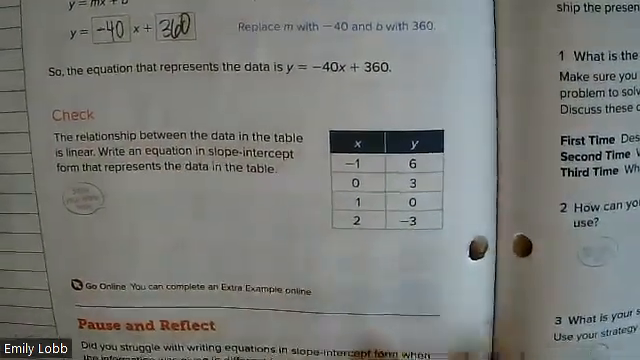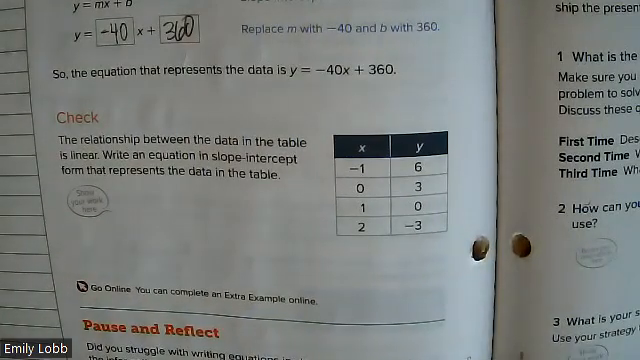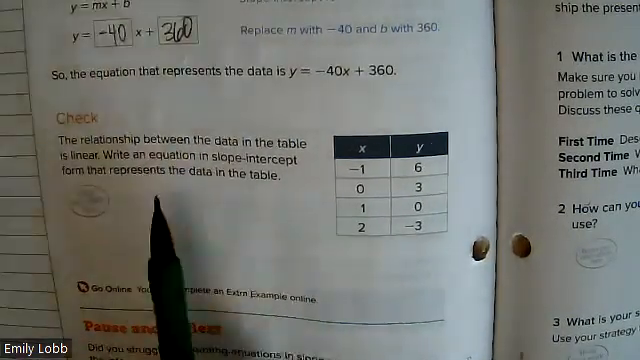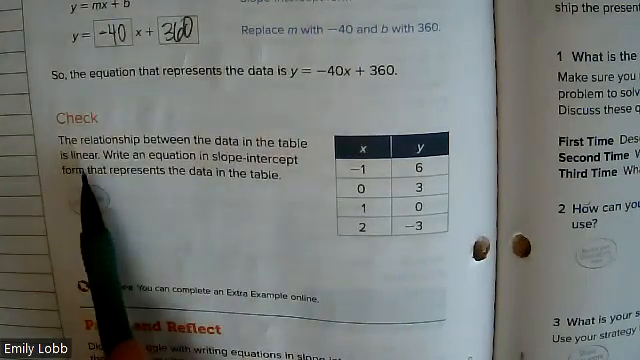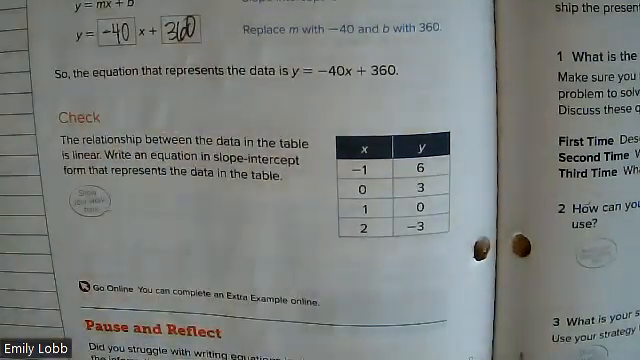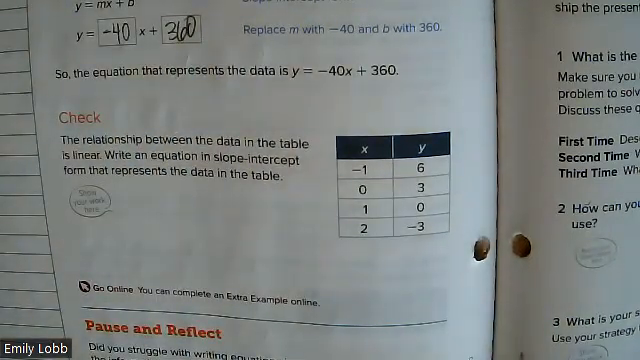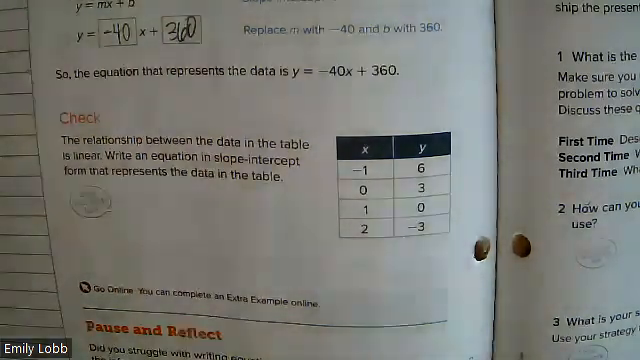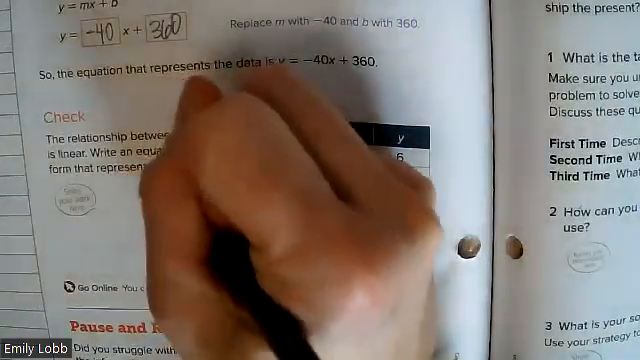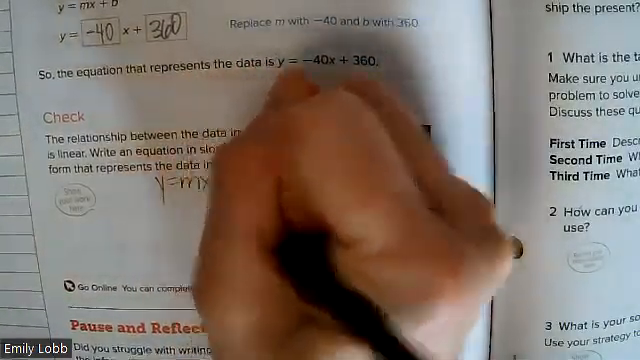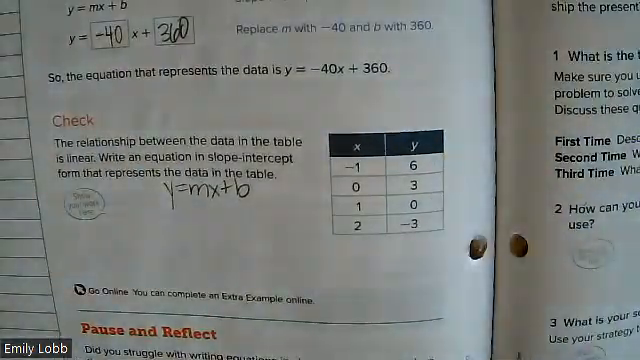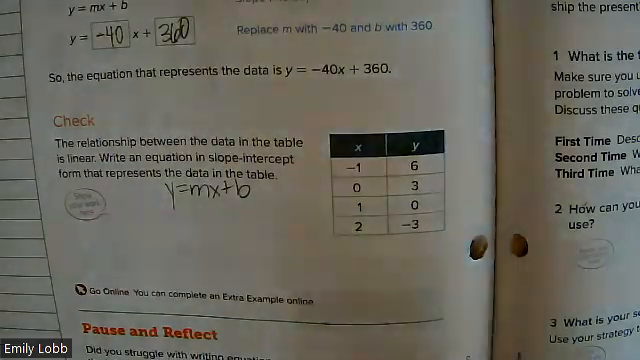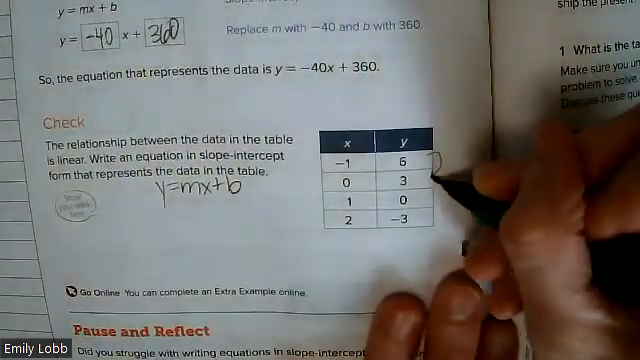All right, here's your check before you're going to have to practice all of this. The relationship between the data in the table is linear. If it wasn't linear, could it fall into the form y equals mx plus b? No. Write an equation in slope-intercept form that represents the data in the table. So right away, I'm reading slope-intercept form. Okay, I know I need to put it in this form. I know I need to find my change in y.